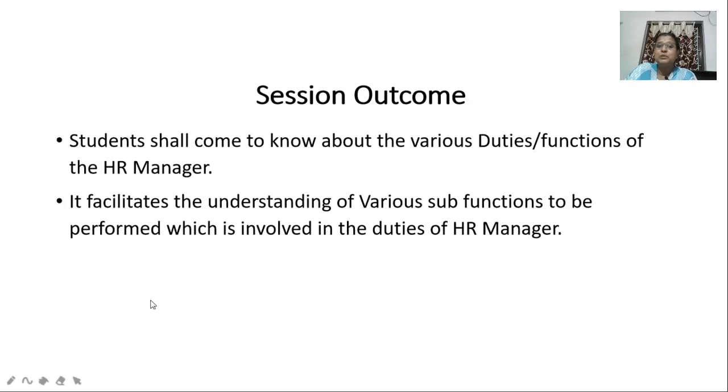Now students, we have come to the last part of our video, that is the session outcome. As I have told you, the HR manager is responsible for talent acquisition, talent hunt, and he has to get the right people for the right job. And he has so many other related duties and responsibilities. We will further discuss the various responsibilities of the HR manager in the upcoming videos. And it facilitates how exactly he will get the job done through the people he has hired to complete the work. So I hope this video is helpful to all of you.